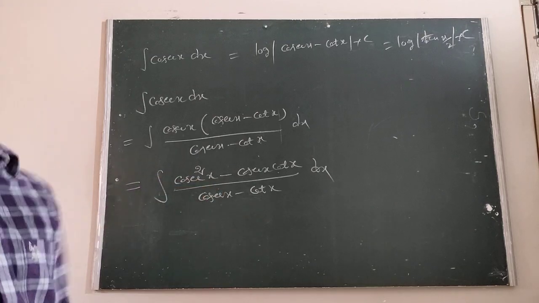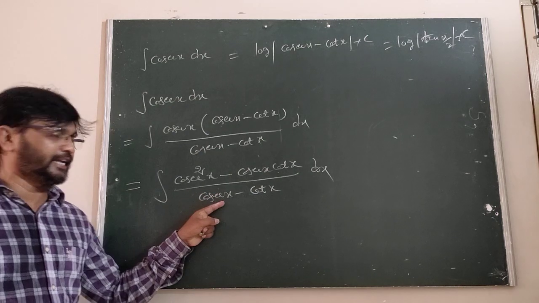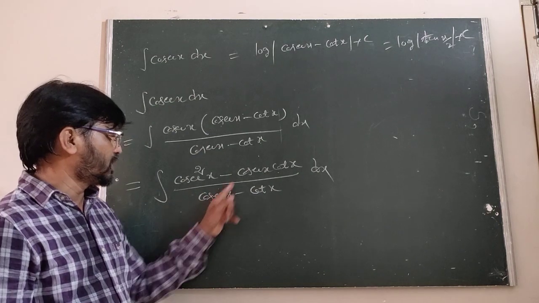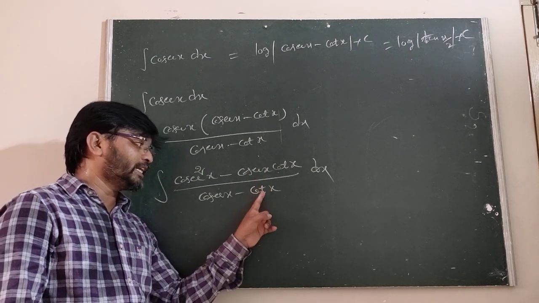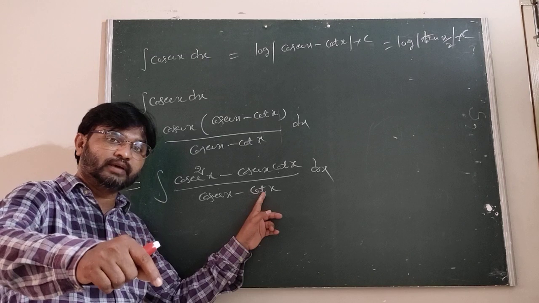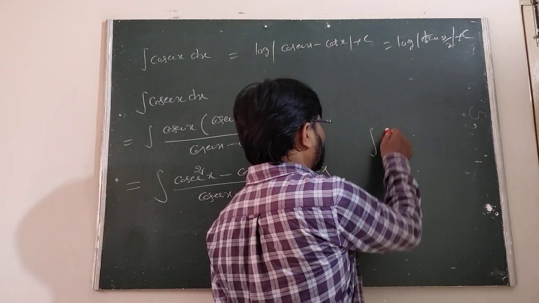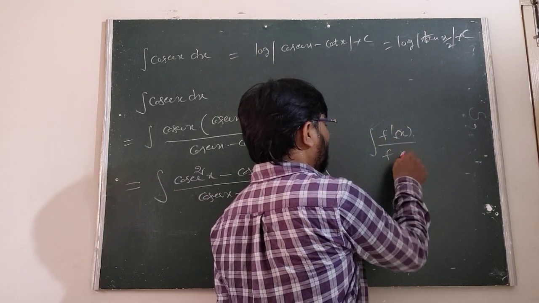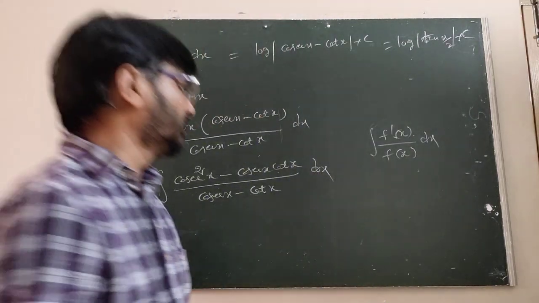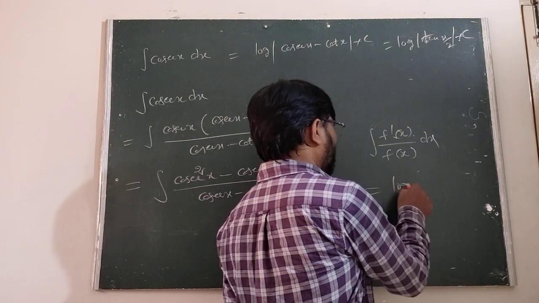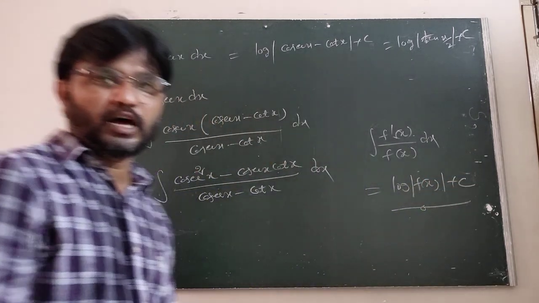So this is in the form of f dash of x by f of x. The derivative of cosecant x is minus cosecant x cot x. The derivative of minus cot x is minus minus cosecant square x, that is plus. Now we compare with this one, integral f dash of x by f of x into dx. We know that this is log mod of f of x plus c.